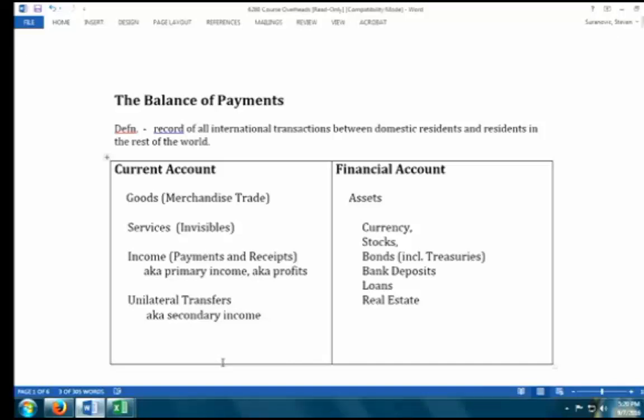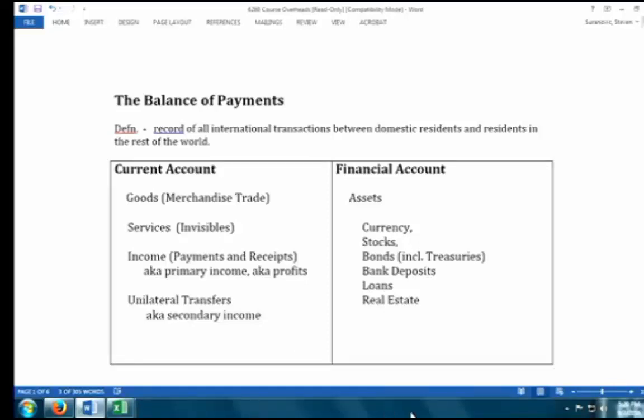You have to be a resident of the other country, though, and that requires you to have spent some time there. If you just travel over there on business, and then you make some money and you send it back, then you're not a resident, right? And so it wouldn't count as part of it. How the statisticians figure out and make the distinctions between those kinds of things, I don't know. I don't want to know. I'm just going to assume they do it well. All right, so that's the current account.